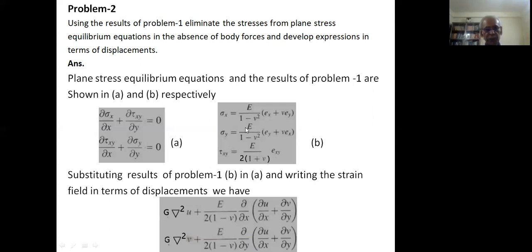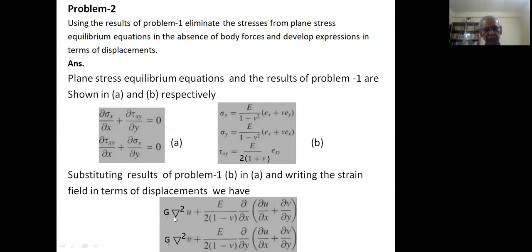Now, if you put B into A, all you have to do is to differentiate sigma x, sigma y, and tau xy in B, and write it in A. And that is not a very difficult thing. You can do that. Having done that, you will get an equation in terms of strain. Now, when you write the strain in terms of displacement, you will get an equation like this. This is a very simple equation.